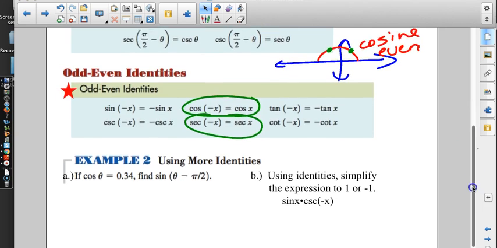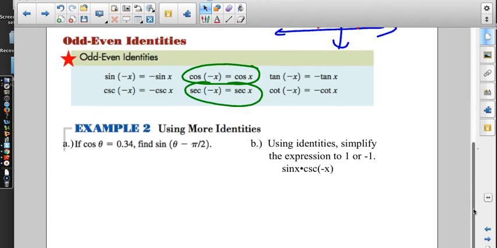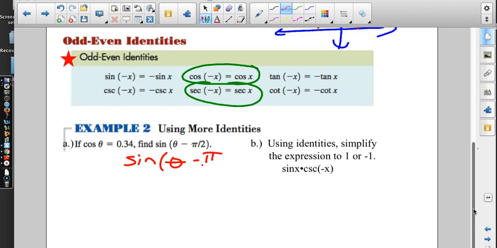So down here, using more identities. That's what we're supposed to do. We're going to be using lots of identities in lots of different ways today. And it says if the cosine of theta is 0.34, find the sine of theta minus pi over 2. Sine of theta minus pi over 2.